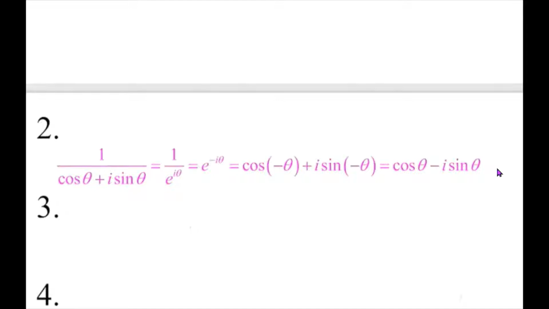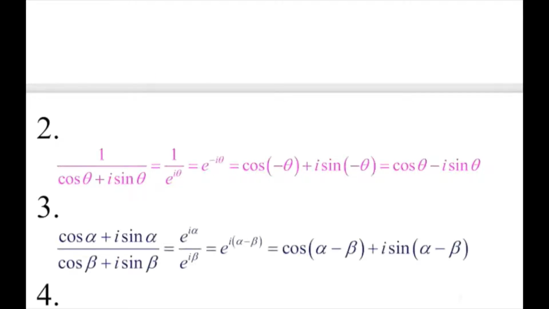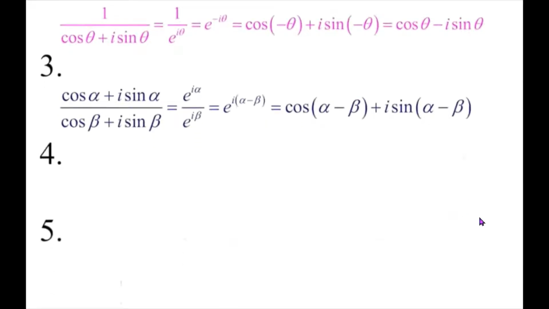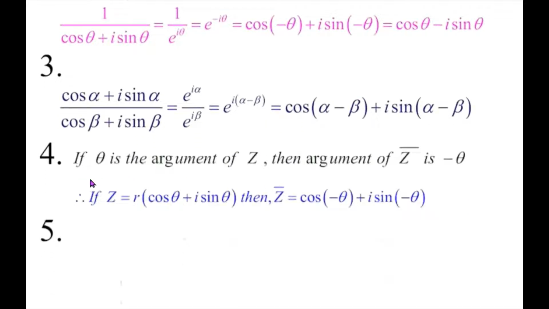Now, again using Euler's formula, you can prove this result, very simple result, but very, very useful. (cos alpha plus i sin alpha) upon (cos beta plus i sin beta) can be written as e power i alpha upon e power i beta, that is e power i times (alpha minus beta). So again using Euler's formula, this is cos of (alpha minus beta) plus i times sin of (alpha minus beta). So this is a very important result.